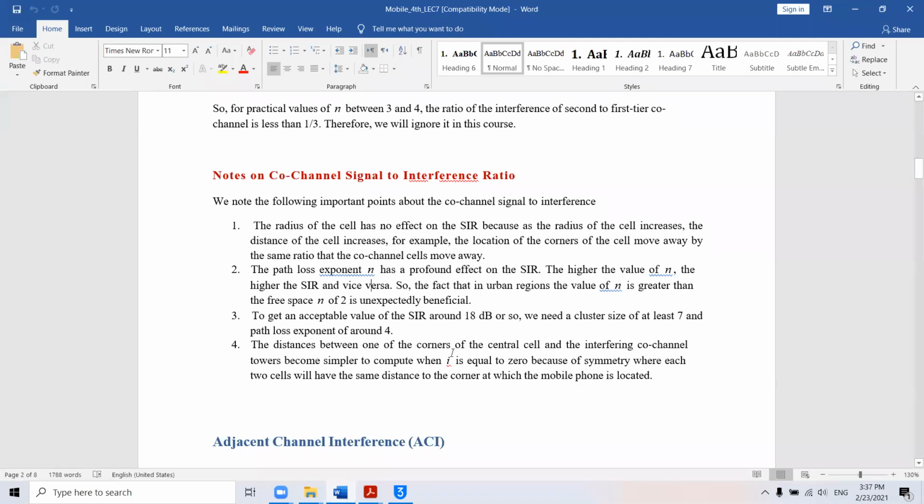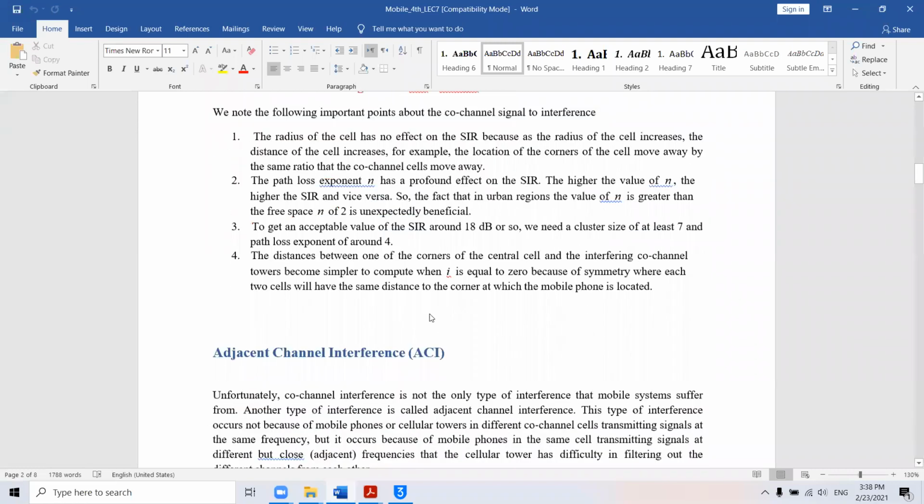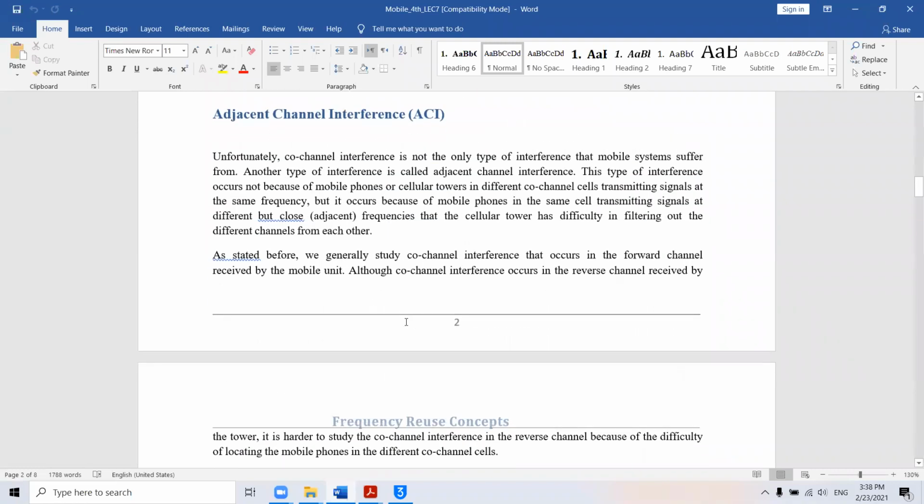The distance between one of the corners of the central cell and the interfering co-channel towers becomes simpler to compute when i equals 0, because of the symmetry, where each pair of cells will have the same distance. Of course, i equal to 0 means we are working with the linear cell distribution, I mean, in the i and j in the capital N equation. Now, that was about the second tier and first tier. I think now you can imagine what we mean by first tier and second tier signal to interference noise ratio.